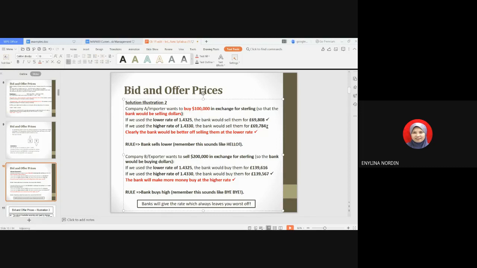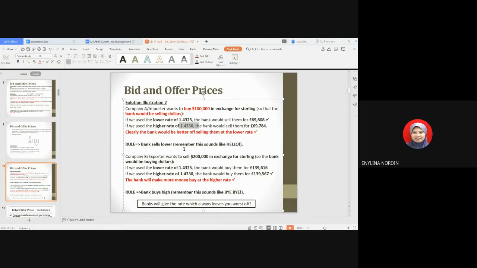So the bank will receive 69,784 pounds only if the bank uses this rate. So that's why now you can see the bank will be better off to sell the dollar to the company at the low rate, because they want to get more pounds. Are you following? Okay, so hopefully you know.